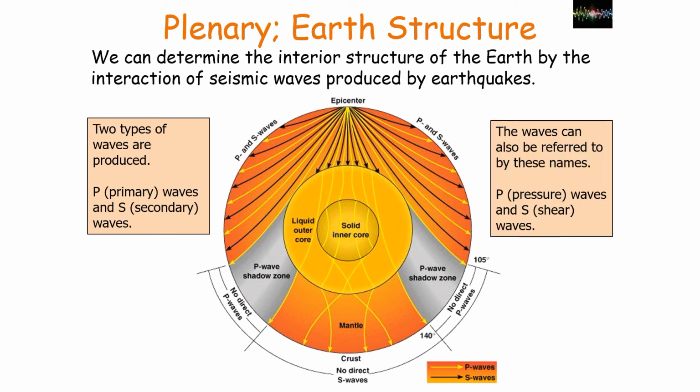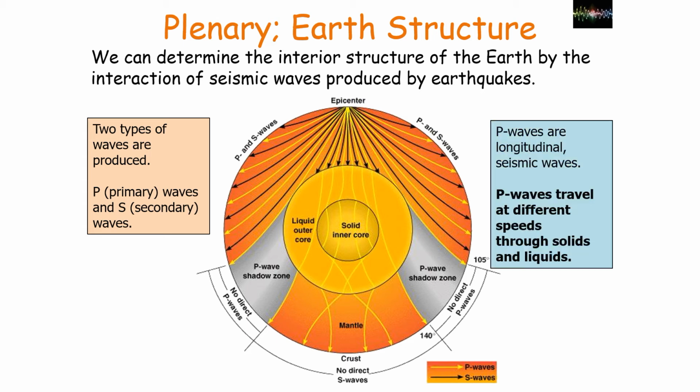Now, there are two types of seismic wave produced, the P primary wave and the S secondary wave, and they'll also be referred to as the pressure wave and the shear wave as well. Now, P waves are longitudinal seismic waves. They are produced in the first instance of the earthquake occurring.